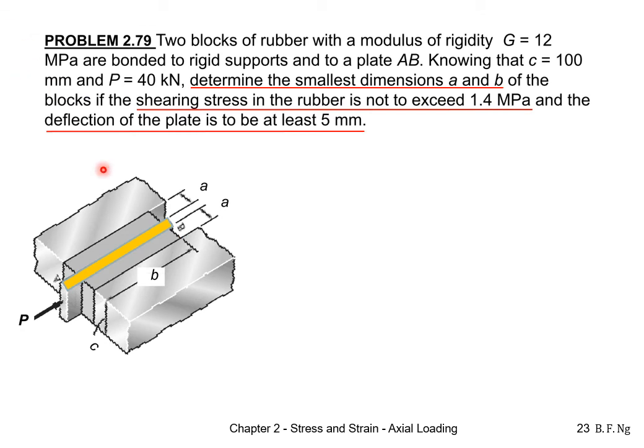In this question, we have two blocks of rubber with a modulus of rigidity of 12 megapascal. This rubber is bonded to two supports by the sides as well as a plate in the middle. We are given the dimension C here, which is 100 mm, and the plate at the center is being pulled out at 40 kilonewtons. We are asked to find the smallest dimensions A and B such that the shearing stress in the rubber does not exceed 1.4 megapascal and the deflection of the plate is to be at least 5 mm.